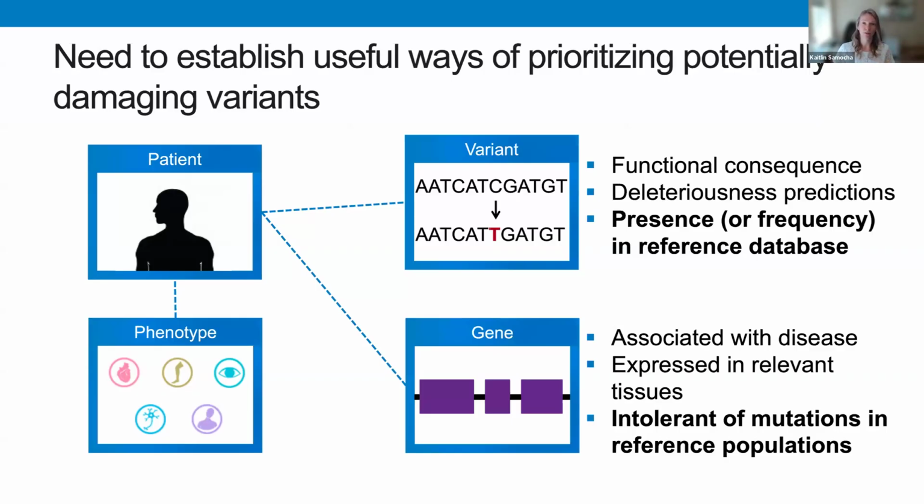For example, focusing on genetic variants that are predicted to be deleterious based on a functional consequence, potentially some in silico score or a variant effect map that has been made by functional analyses in a dish. Of course, the presence or frequency of that variant in the general population or a reference database is extremely powerful information. On the gene level or region level, you can also start to prioritize based on whether the variation in that gene is already associated to disease, potentially expression in relevant tissues, and of course, whether that gene seems to be tolerant or intolerant of mutations, again, in this general population or reference population. So if it's not tolerant in the general population, it might be more likely to lead to severe disease when it's disrupted.